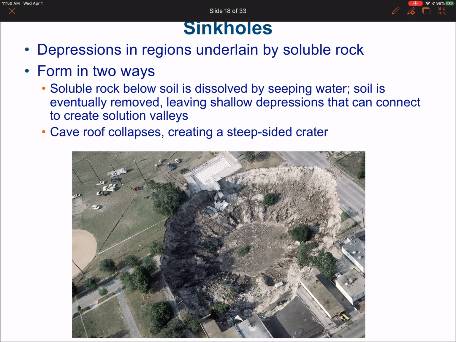Second way is you have the cave roof collapse, and you will have a very steep-sided crater. This picture shows you a sinkhole in Florida back in 1981. That developed. It destroyed a house, it destroyed a swimming pool, and some other smaller buildings.